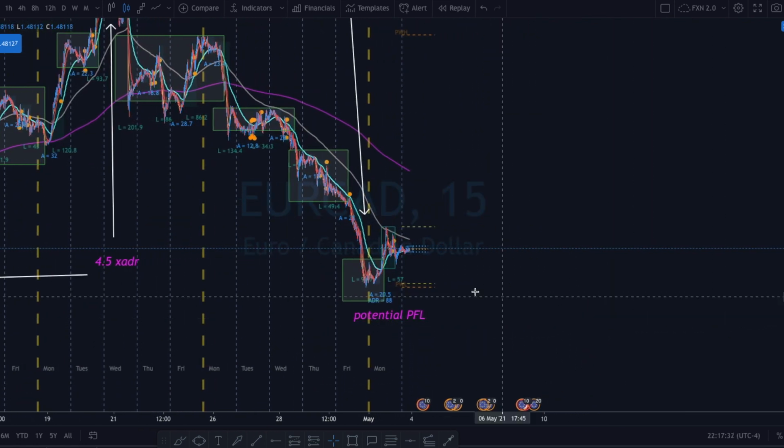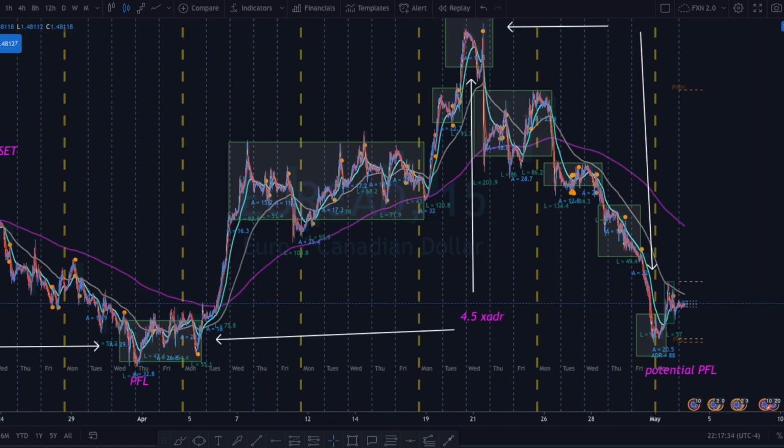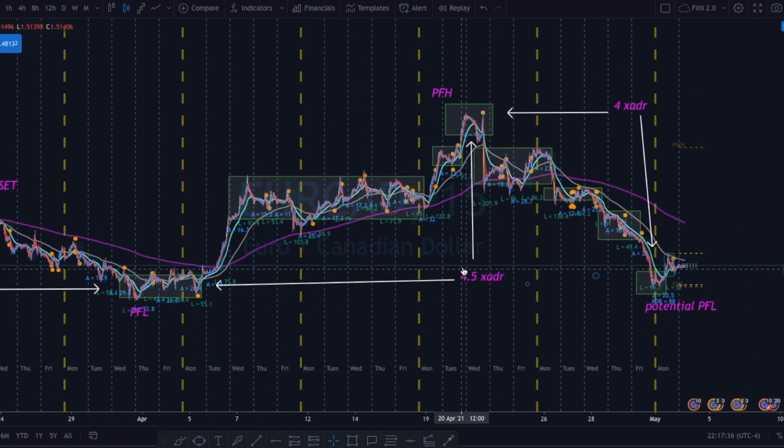So if you do this for all the pairs that you're trading, it could be 5 pairs, whatever it is, I guarantee you it'll make a huge impact and a huge difference on your trading. But literally, this is what I do to the pairs that I trade. I break them down like this, and I just keep following them, and that's it. It's that simple.